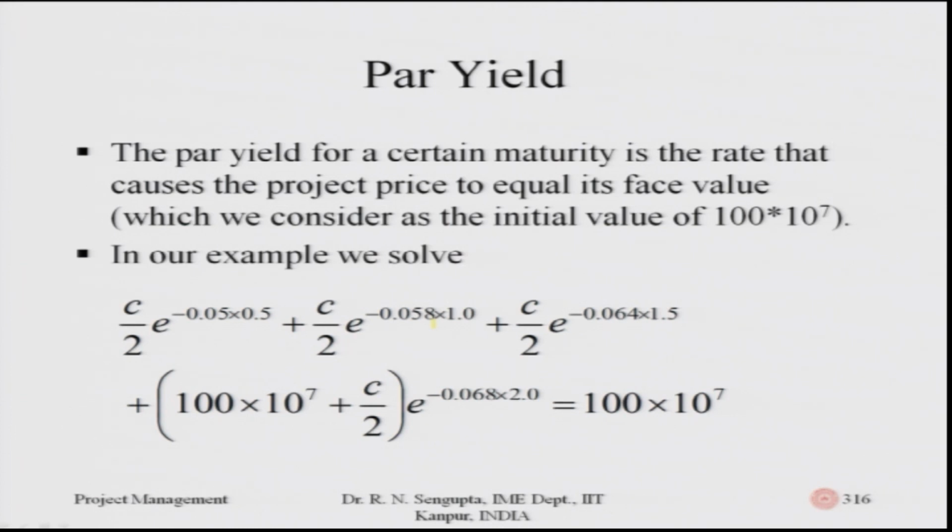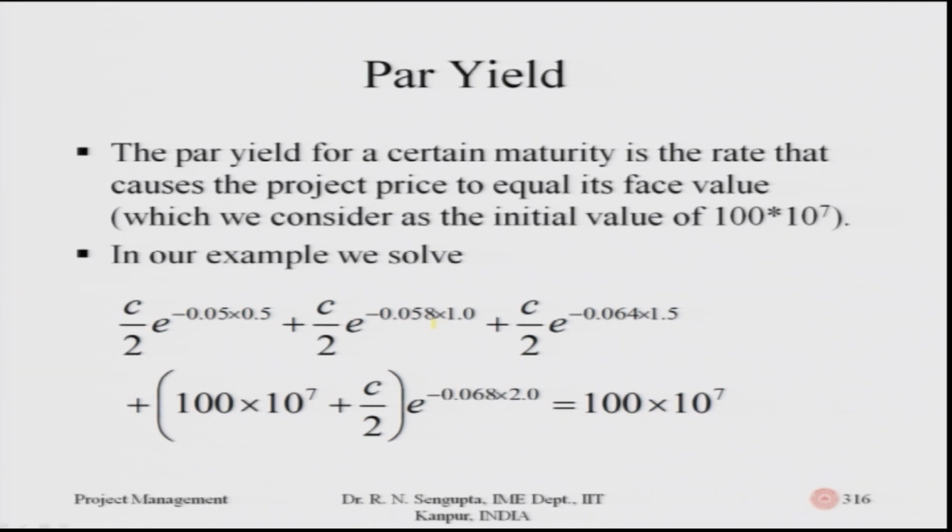So, I am taking the face value as equal to the actual investment of 100 crores which you want to do. So, here again the concepts or the information set remains the same. It is semi-annual payment, the zero interest rates are given as 5%, 5.8%, 6.4% and 6.8%, time periods being half a year, 1 year, 1.5 years and 2 years.